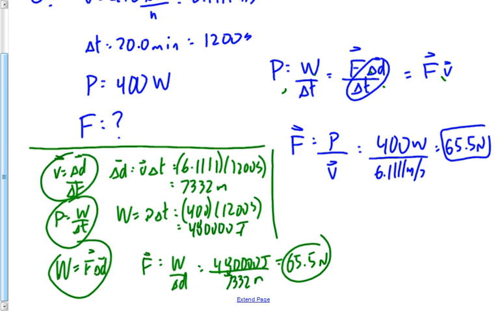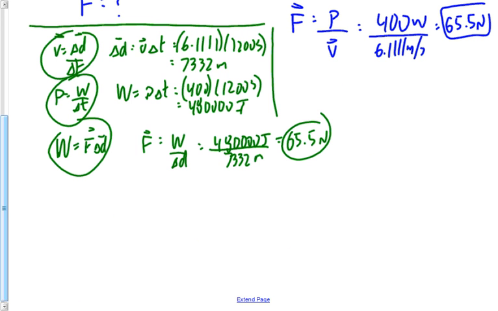How many people got the right answer there? Good. That's a tough question. So if you got that answer, that's very good, whichever way you got it. Okay, number 7 now.